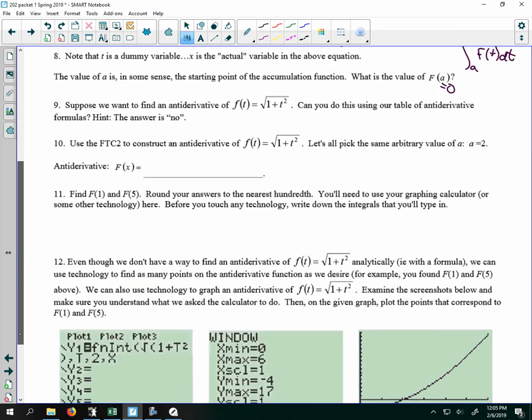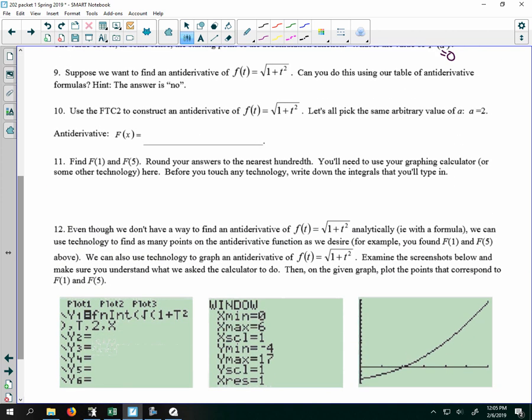Okay, suppose we want to find an antiderivative of little f of t, which is the square root of 1 plus t squared. Can you do this using a table of antiderivative formulas? No, there is no formula that looks just like that. There's no formula for an antiderivative of radical 1 plus t squared. So instead, we're going to use fundamental theorem of calculus part 2 to construct an antiderivative.